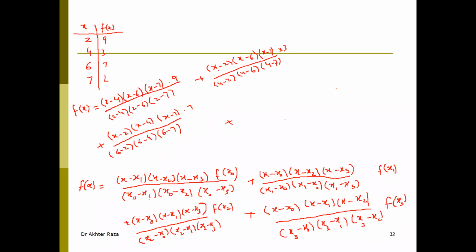In this last term, we have x minus 2, x minus 4, x minus 6, and x minus 7 will not be there. Here we will have 7 minus 2, 7 minus 4, 7 minus 6, and in the product we will have 2. This is called Lagrange.